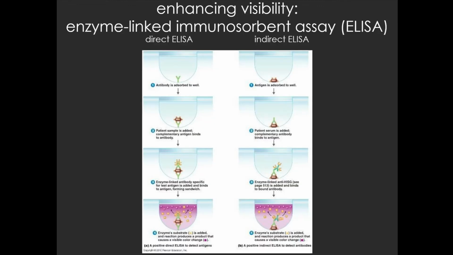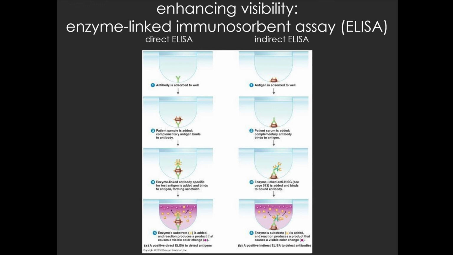Our next immunological assay enhances visibility by combining an enzyme-linked antibody which recognizes a positive result and produces a visible color change. That happens because the enzyme is capable of converting colorless substrate to a colored product. Because an enzyme converts substrate without being altered itself, it continues to convert substrate over and over again, making an ever more visible positive result.